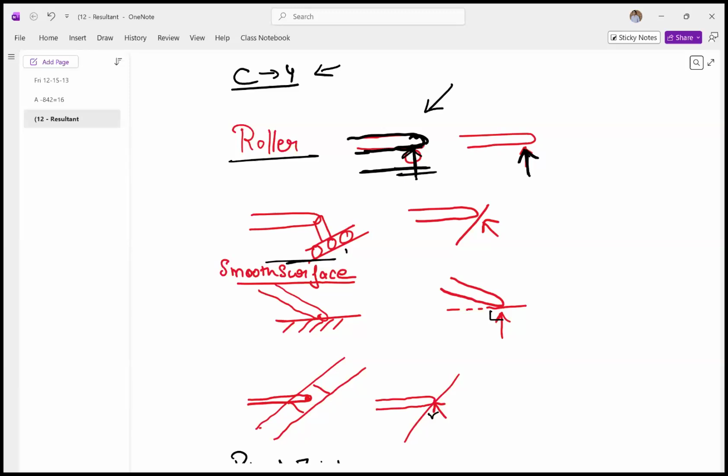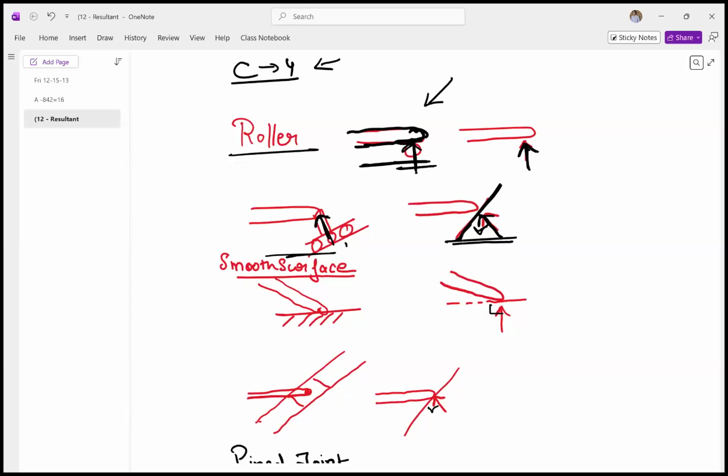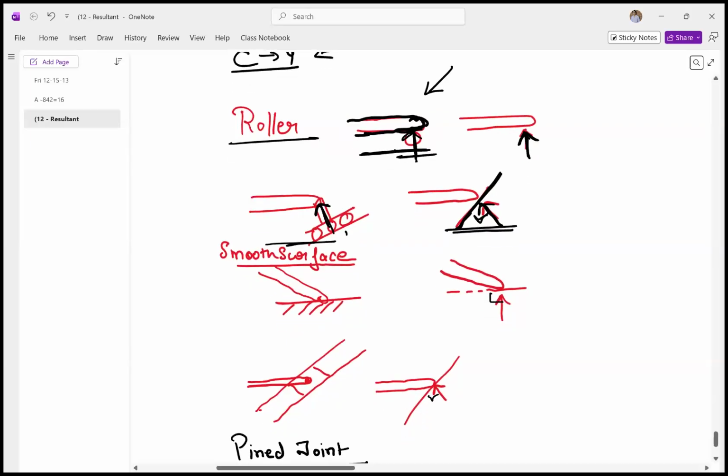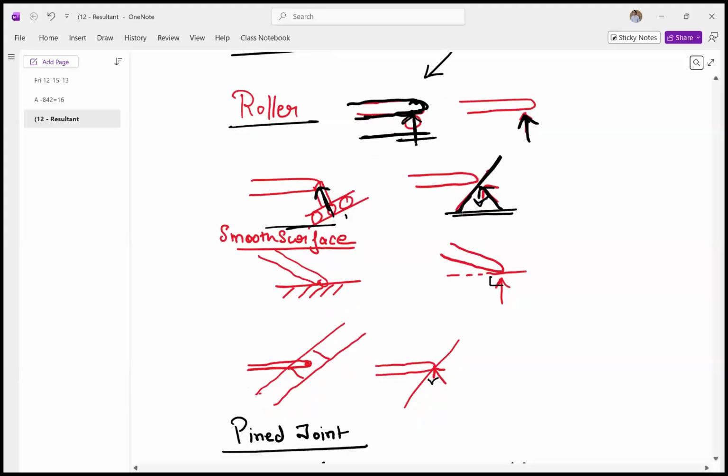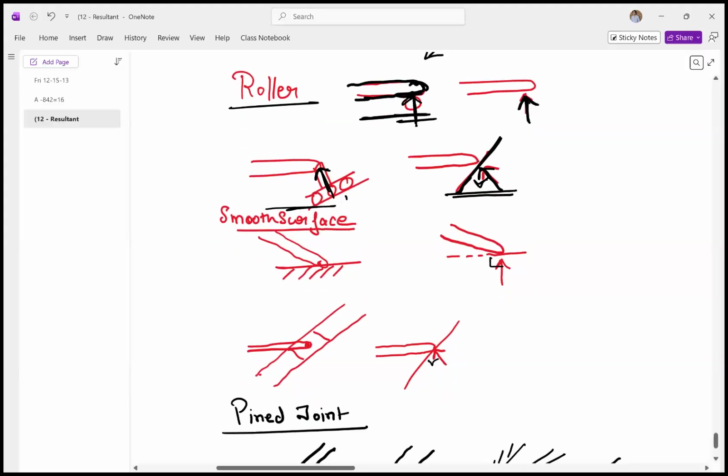Even if the roller is at an incline, if it is a roller joint, it will be at 90 degrees. So here I've drawn the representation. This becomes the surface where it is touching, and the force will be at 90 degrees. That's how you're gonna represent it. It will always be one force, which is at 90 degrees to the surface, perpendicular to the surface at the joint. So that's how we're gonna represent it.